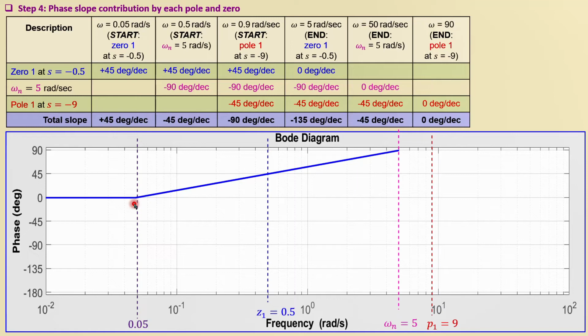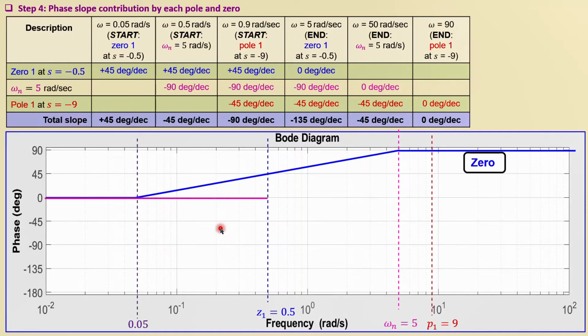So it will then increase from 0.05 up to 0.5 by 45 degrees per decade, or 90 degrees per 2 decades. So it's going from 0.05 to 0.5 to 5. So this is actually 1 decade, 2 decades. So you increase from 0 to 90. You can see that. And then it needs to have a slope of 0 degrees per decade. So that blue line is just considering only the 0. Now let's also focus on the complex poles.